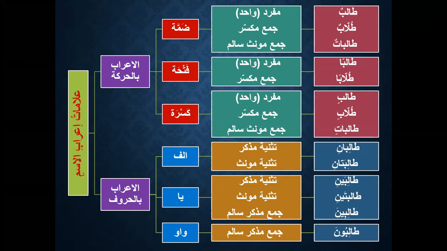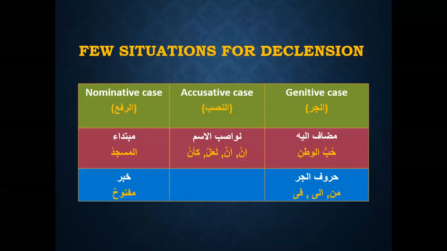And that is a sign of i'rab. That's a sign that the noon at the end, as again, would be dropped as and when needed. This is a sign of tanween, and it's temporary. And then you would have wow as well. Talibuna. Jama mudakkar salim. Talibuna in marfu state. In mansub and majrur state, it would be talibina. Una, ina, ina. Okay, so those are the different ways.